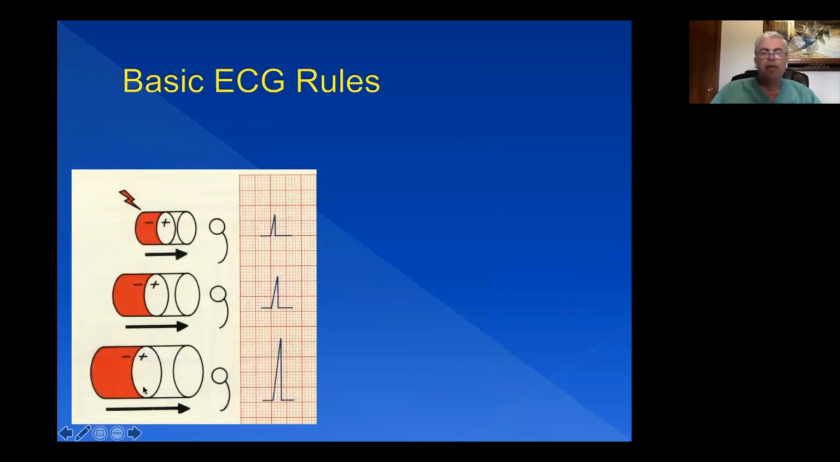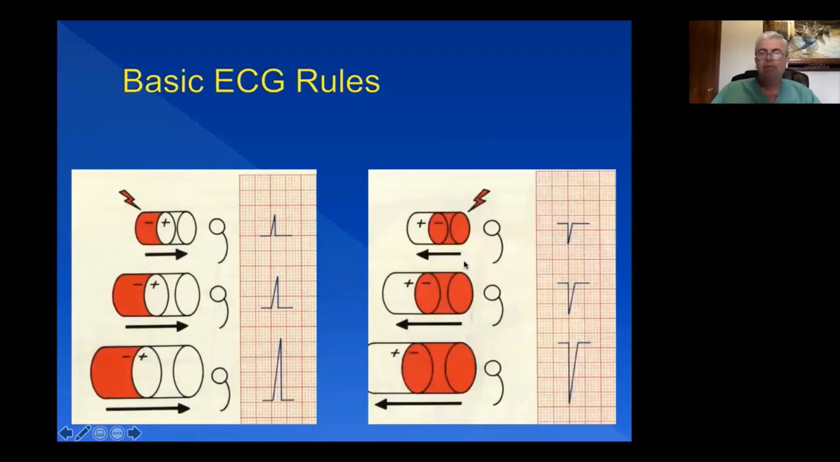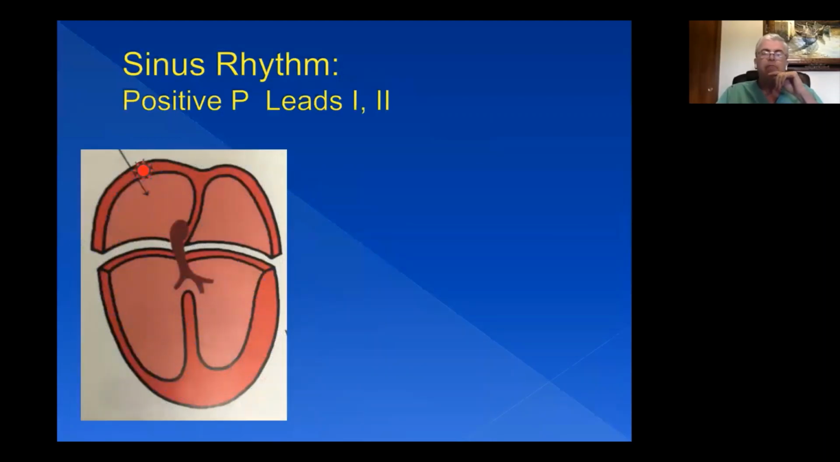The bigger the muscle mass, the bigger the electrical activity we're recording, or the deflection. Activation in the direction of the recording electrode will give us positive deflection. Activation in the direction away from the recording electrode will give us negative deflection. If we know these two simple rules and we know the location of our recording electrodes and the direction of the activation wavefronts, we should be able to accurately read any rhythm problem the patient may have.